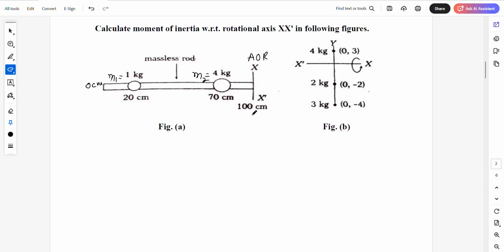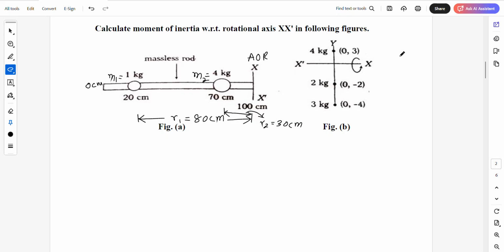Therefore, from axis of rotation, it should be how much? From axis of rotation, r1 is equal to how many centimeter? 100 minus 20 is 80 centimeter. Right, 80 centimeter. This is m2. Okay, and m2 is at a distance of how much? This is 100 minus 70 means 30 centimeter. r2 here, r2 is equal to how much? r2 is equal to 30 centimeter.